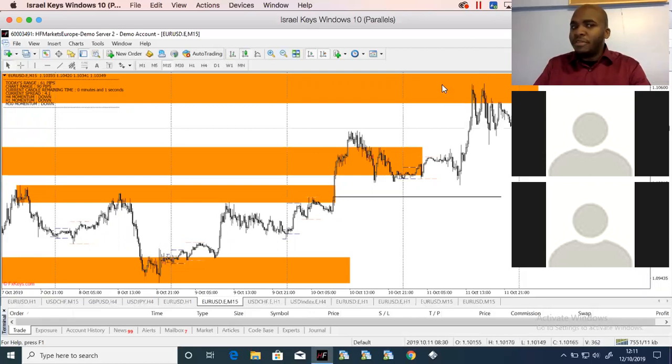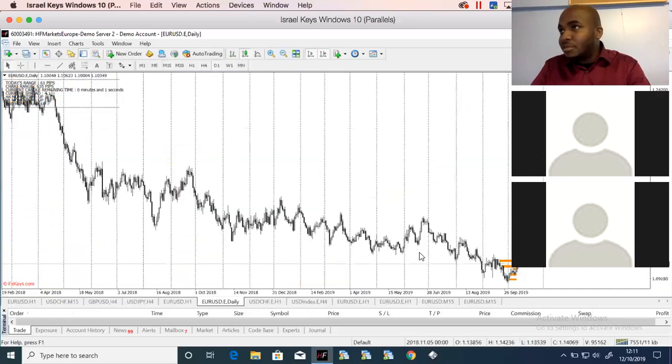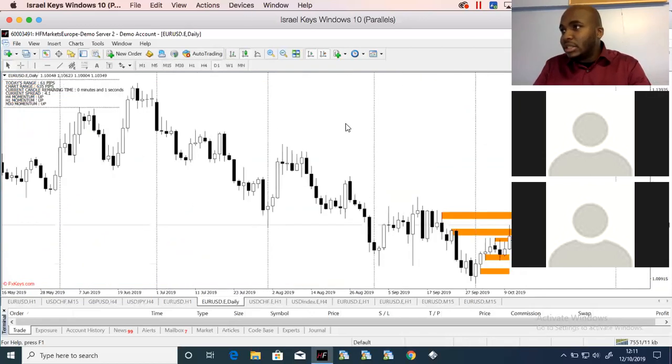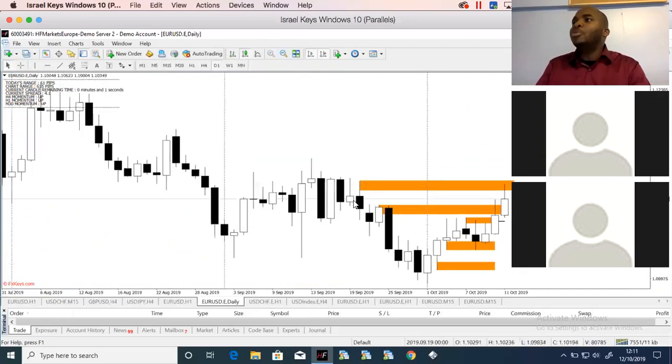Now this is my 15-minute color. That's the same level there. Once price pushed up into that level, see that there, right? I knew it was likely to reverse. So I got out at that point.